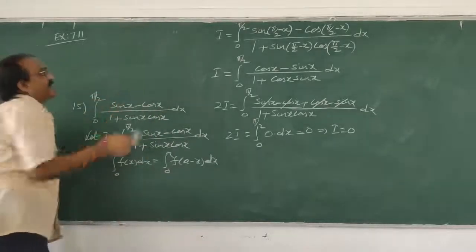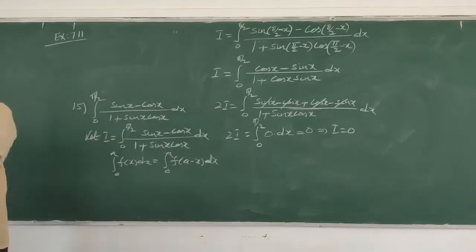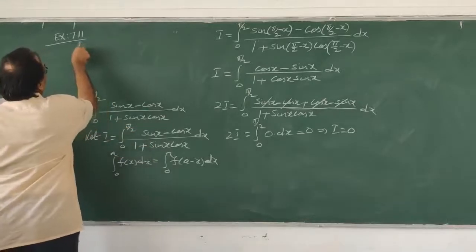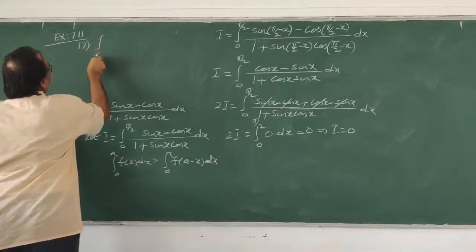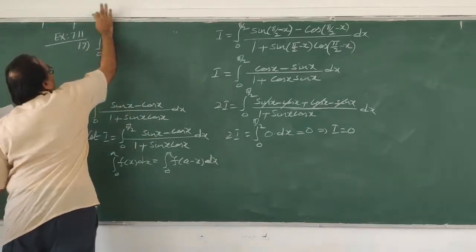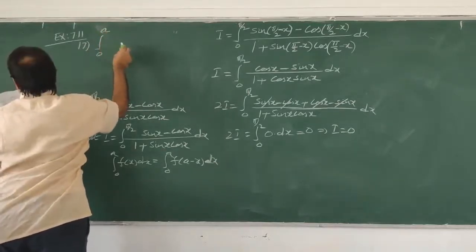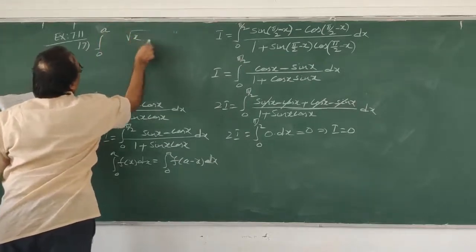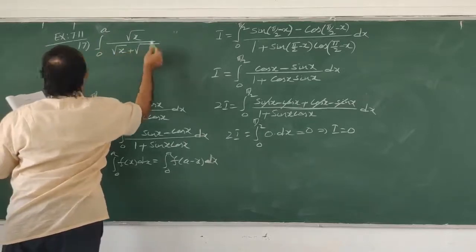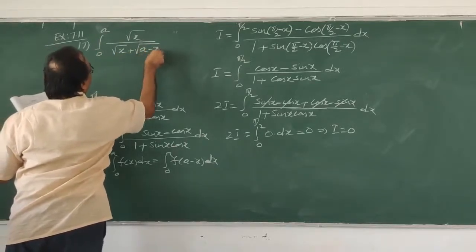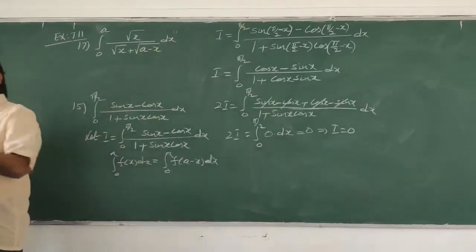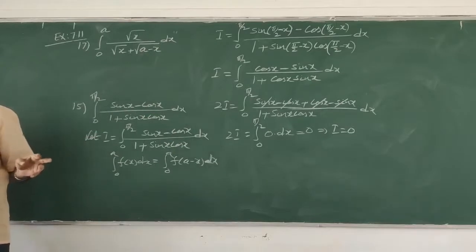Okay. My dear students, I think you feel very easy doing this. Properties, I told you, if you know the properties, problems are easy. Problem number 17 now. Integral 0 to, sorry, 0 to a. In place of pi by 2, a is given. Root x by, root x plus root of a minus x dx. This is what is given. That is problem number 17 now.